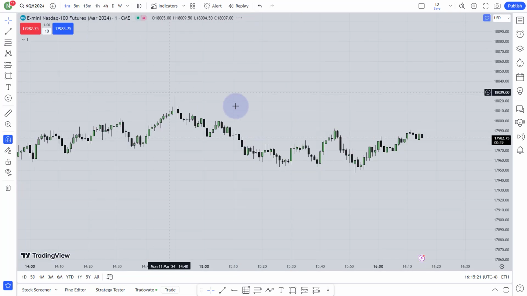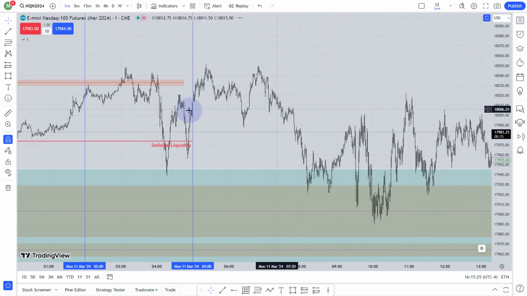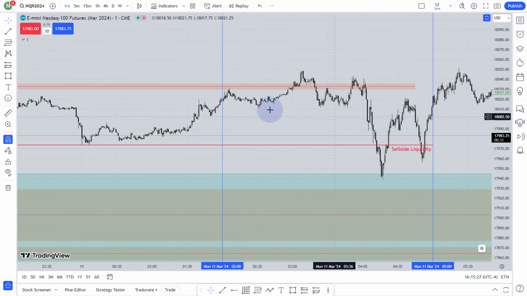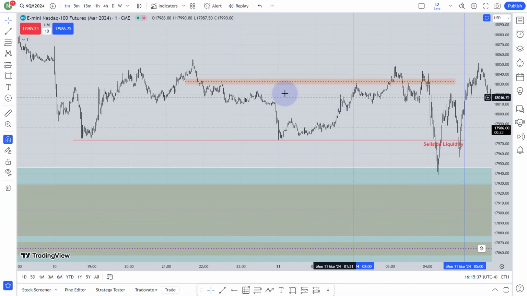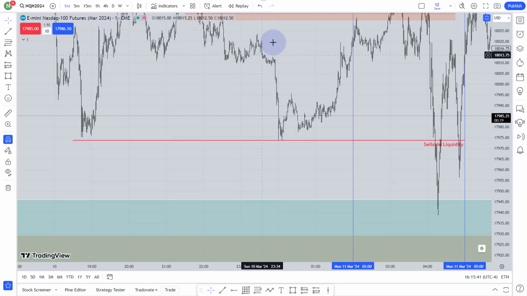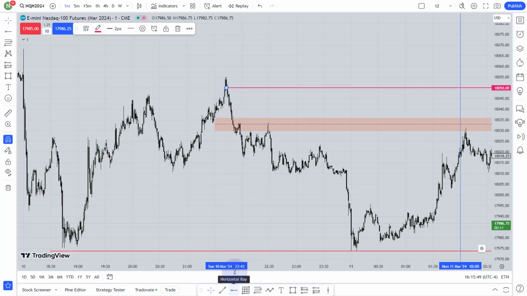Now I'm going to the 1-minute chart. Here, this is the London session, 2 a.m. until 5 a.m. Here I have that sell side liquidity, that 15-minute last fair value gap. At the same time, I would love to mark the 1-minute last fair value gap. So over here, I am going to mark the 1-minute last fair value gap with 2 lines. So this is that 1-minute last fair value gap.